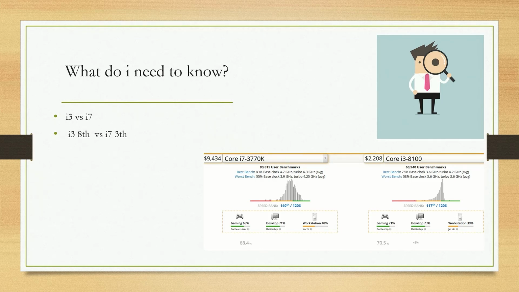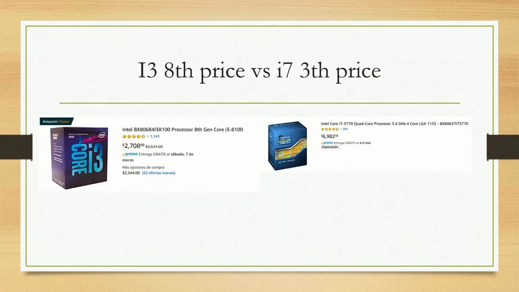And what is the price? If we search on Amazon the price of i3 versus i7 of third generation, we'll see this. As we can see, we have an i3 of 8th generation versus an i7 of 3rd generation. The i3 of 8th generation costs 2708 pesos and the i7 of 3rd generation costs 6982 pesos. So it's a big difference. So you need to consider which will be the activities of your PC to not put your money in the trash.